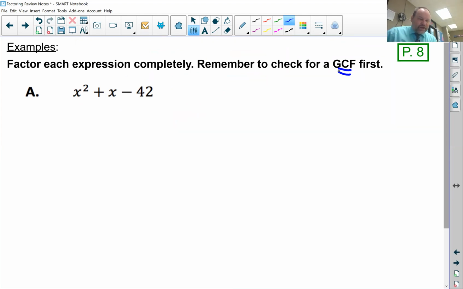So in this case, I always look first at the x squared. If there isn't a number there, I don't worry about a greatest common factor, although there could be a variable as a greatest common factor. So in this case, if I use the x method, two numbers that multiply to negative 42 and add to positive 1.